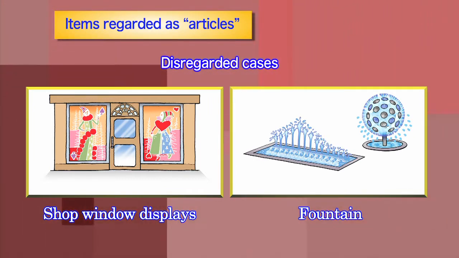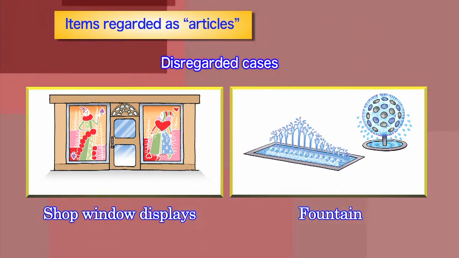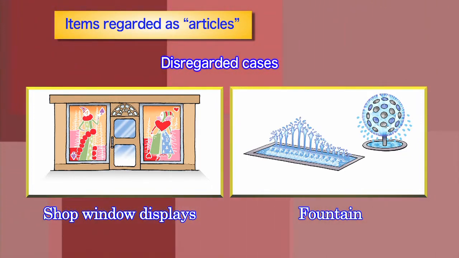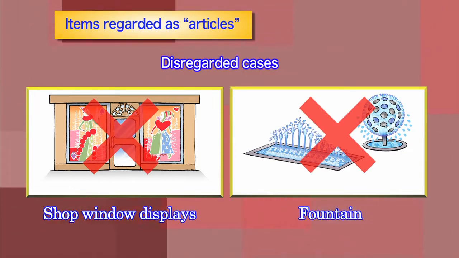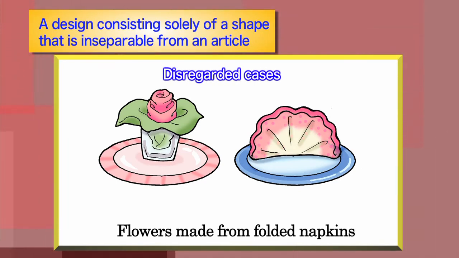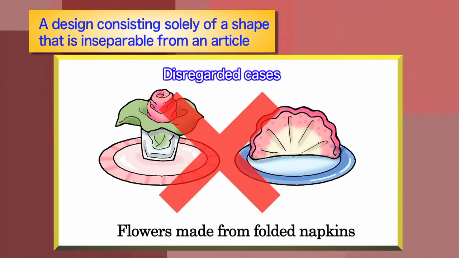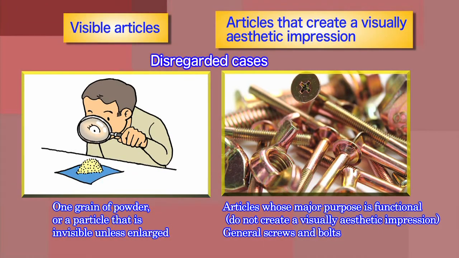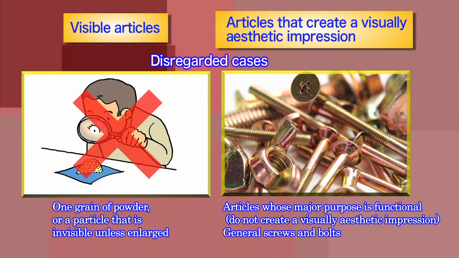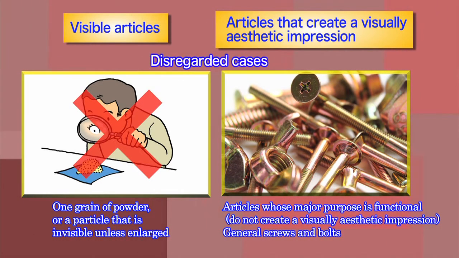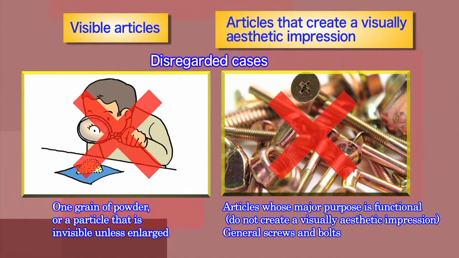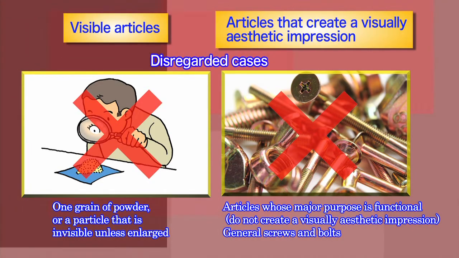The subject matter of protection of the design right under the design law are articles, which are defined as corporeal things and movable properties, consisting solely of a shape that is inseparable from the article, creates a visually aesthetic impression. The article must be visually recognizable. The term aesthetic impression means that it does not require a high level of aesthetic appeal, such as that found in a work of art.